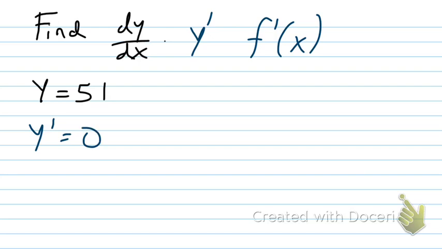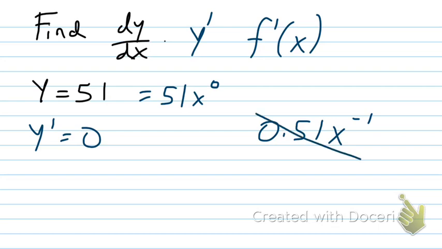And we could take that nice and slow if we wanted to. We could say that that was the same as 51 times x to the 0. Take that power 0, put it out front. 0 times 51, we could subtract 1 from the power, but you know, anything times 0 is 0, and the derivative of a constant is 0.